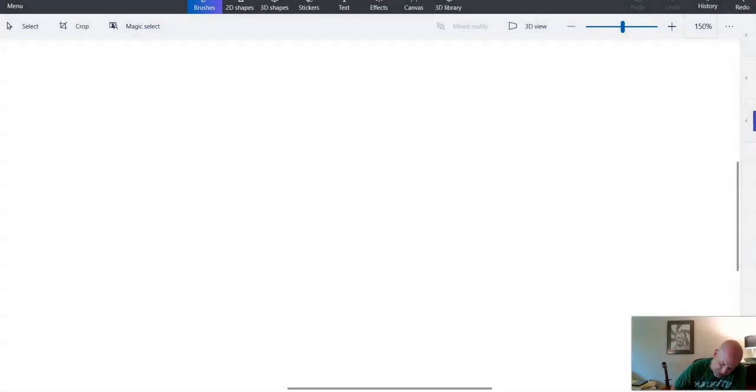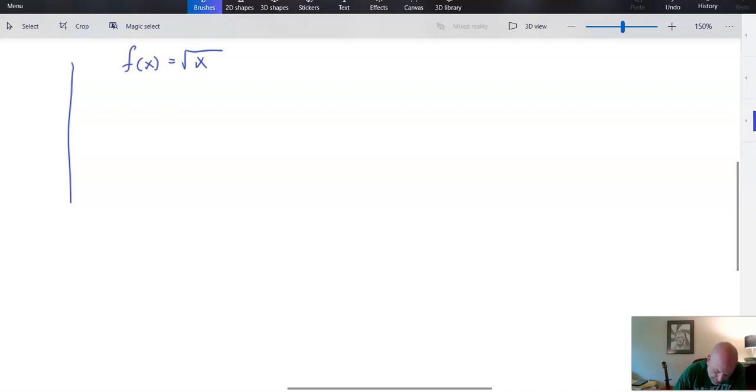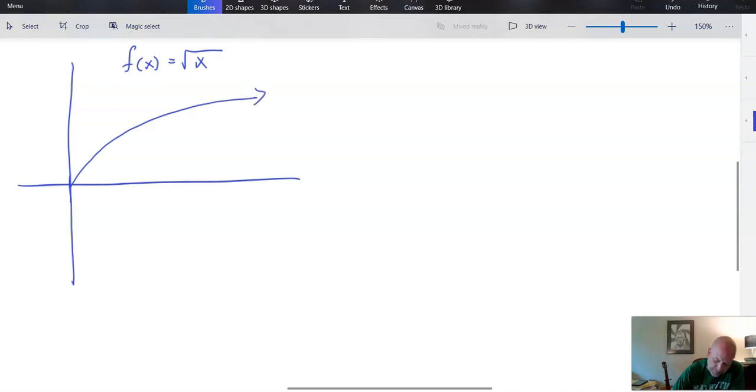Okay, so here's the idea. And this will be our first example also. So let's say I have the function f of x is equal to the square root of x, right? Now let's make this a little bigger so we can see the detail. Right, we know that function looks something like this, right? And it keeps going on forever.